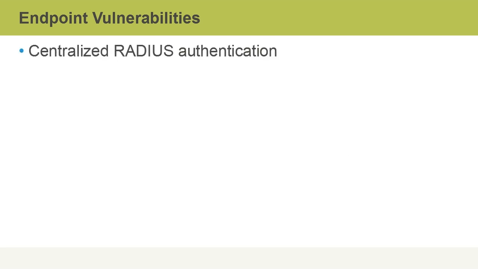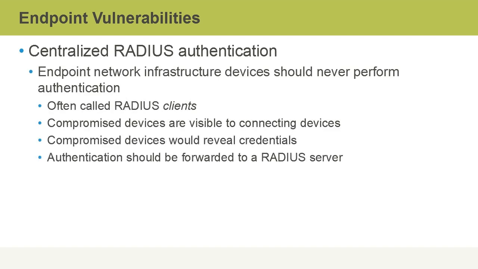We should consider the use of centralized RADIUS authentication servers. So endpoint network infrastructure devices should never perform their own authentication. So we're really referring here to things like VPN appliances, wireless routers. They should not actually do the authentication.